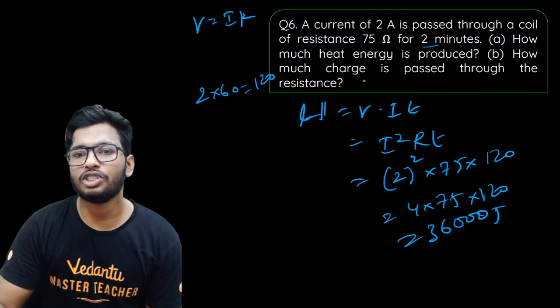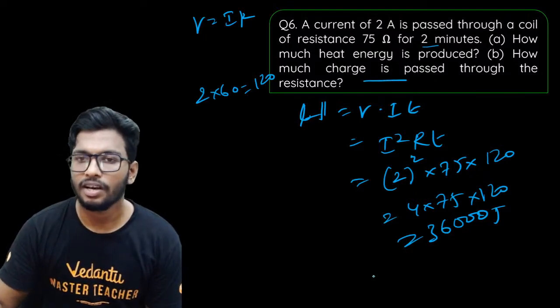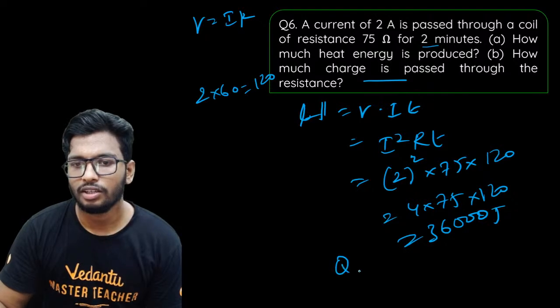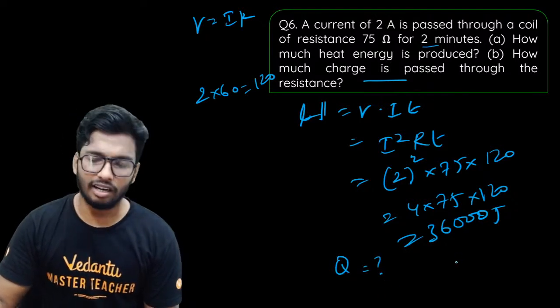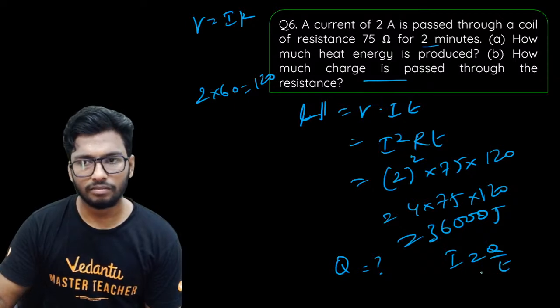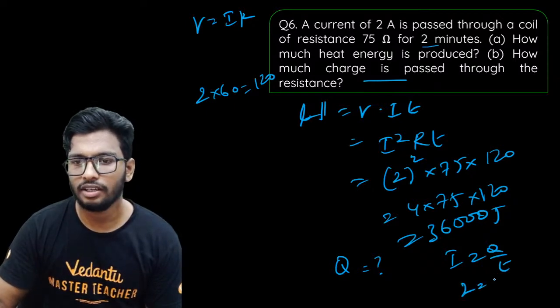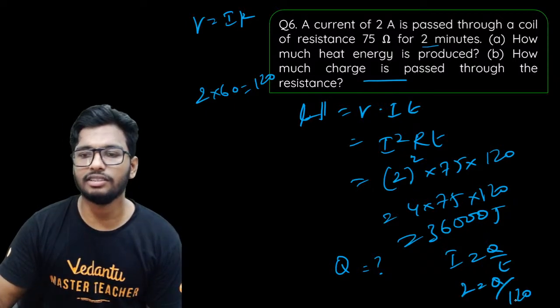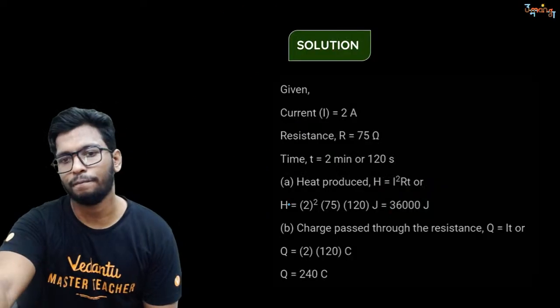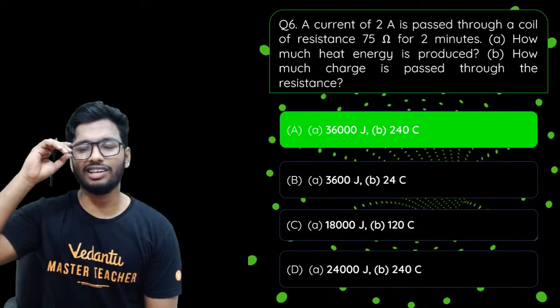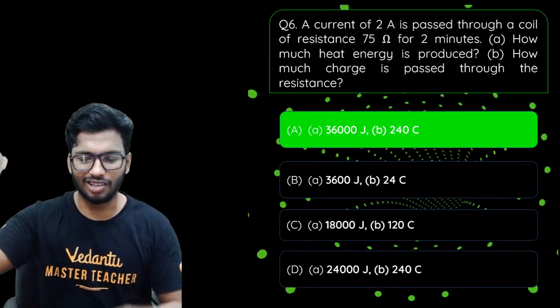Now to find out how much charge is passing through the resistance. So how do you find out the charge? All right. So again, guys, I is equal to Q by T. I is given as what? 2 amperes. Time is given as 120 seconds. So Q is equal to what? 2 into 120, that's 240 coulombs. That's all. That is the answer, guys. 36,000 joules and 240 coulombs.